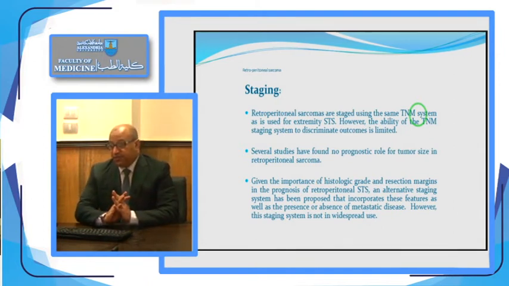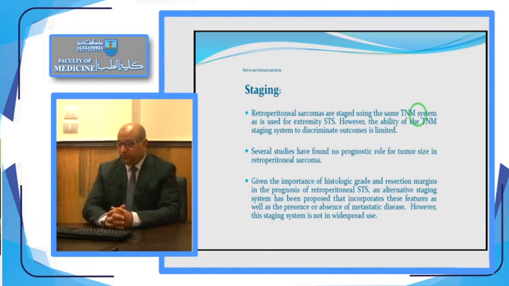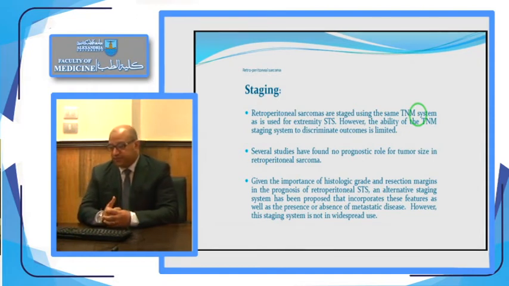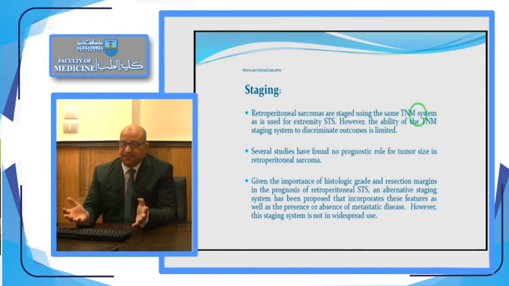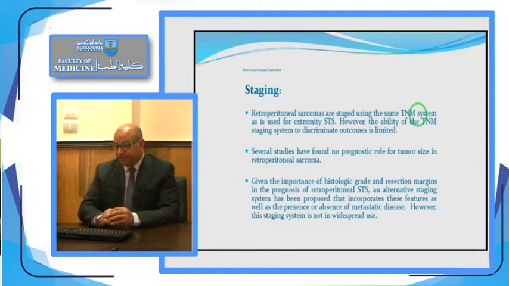Retroperitoneal sarcomas are staged using the same TNM staging used for extremity soft tissue sarcomas. However, the ability of the TNM staging system to discriminate outcome is limited. Several studies have found no prognostic role for tumor size in retroperitoneal sarcoma, as most of the cases present with a huge size. Given the importance of histologic grade and the resection margins in the prognosis of retroperitoneal soft tissue sarcoma, alternative staging systems have been proposed that incorporate these features as well as the presence or absence of metastatic disease. However, this staging system is not widely used.